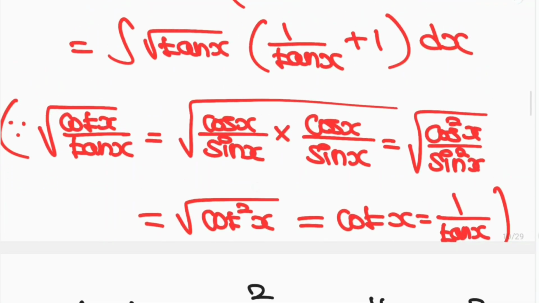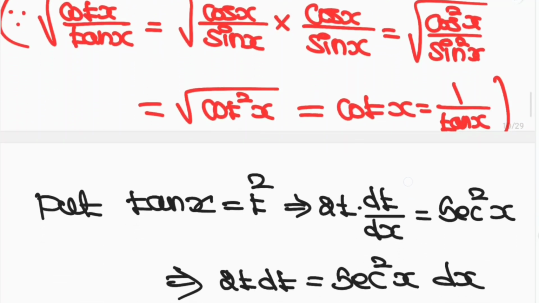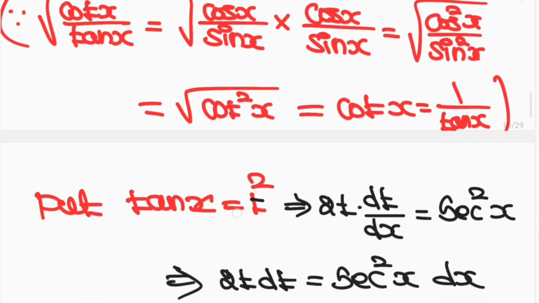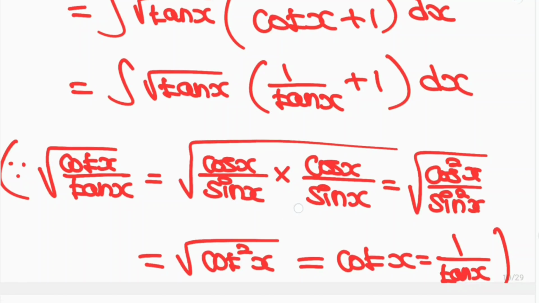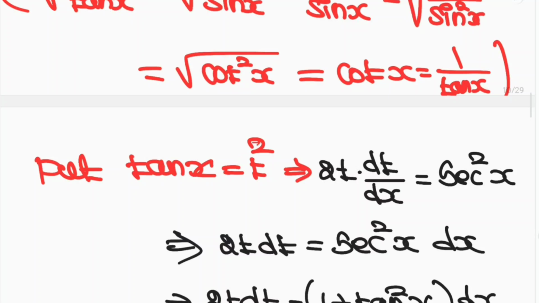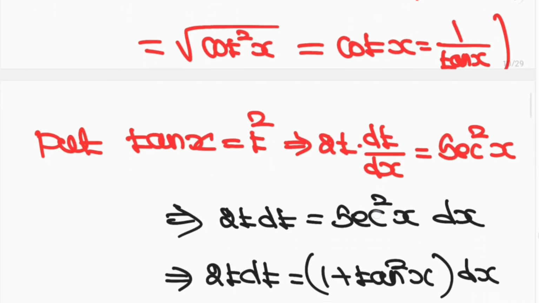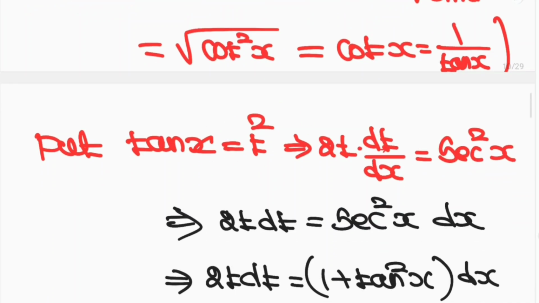Okay, so integral of root of tan x into (1 by tan x plus 1) of dx. And I am putting tan x equal to t square. Because there is a root inside, to simplify that I take t square. Even if we take t there is no problem, we will get the same. So if you give t square, what is the differentiation of this? So differentiating, 2t into dt by dx is equal to, what is tan x differentiation? Secant square x. We are differentiating this with respect to x.